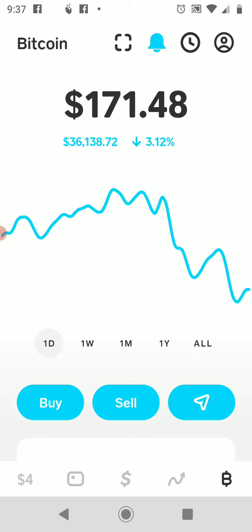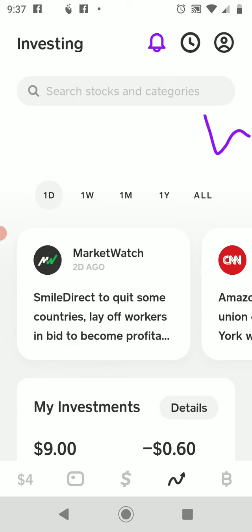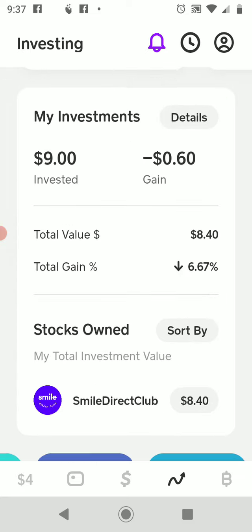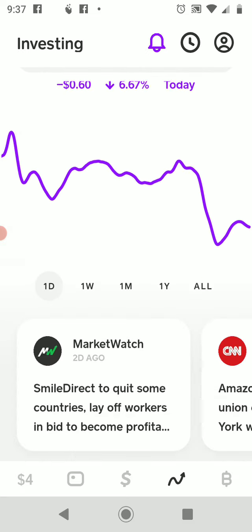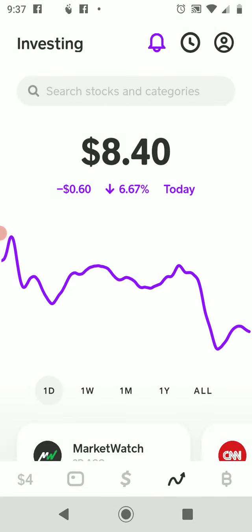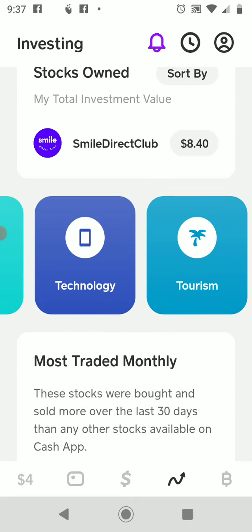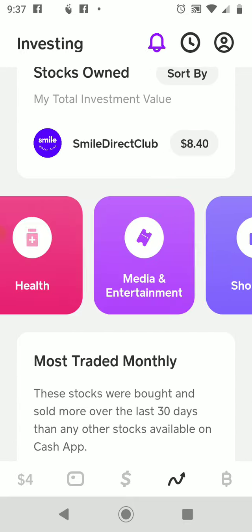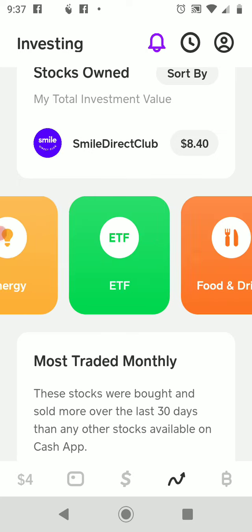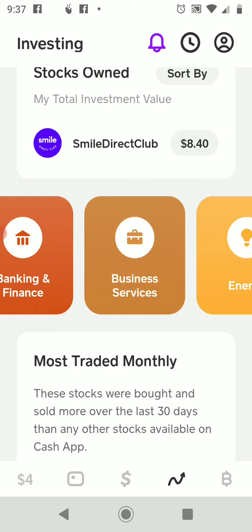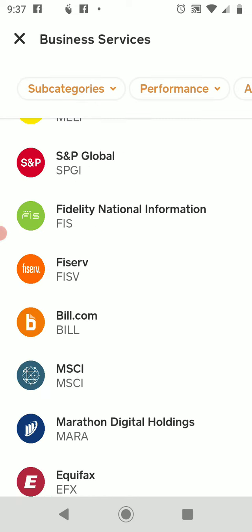Just for a moment here, I'm going to switch over to the stock portion of Cash App. Yes, you can purchase stocks. As you can see, I have a small amount in Smile Direct there. And if you go down here, you will see the different options you have for investing. Let's look at business services here. Go in there. Look at all these companies you can invest in.